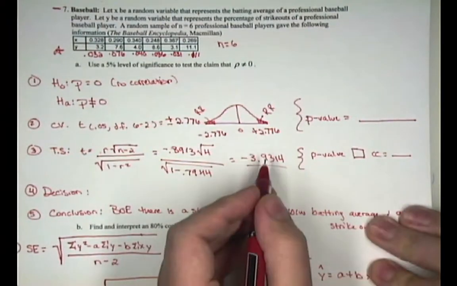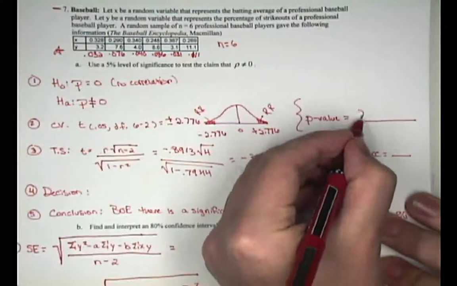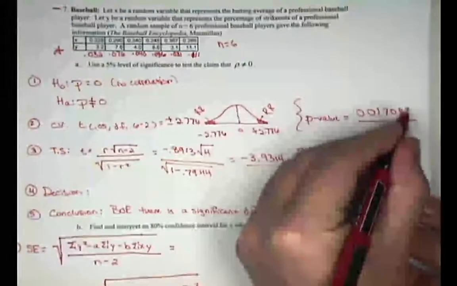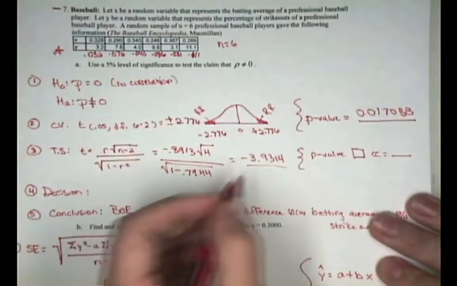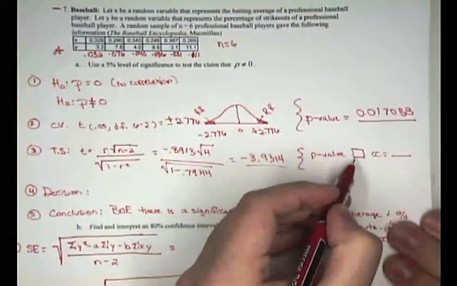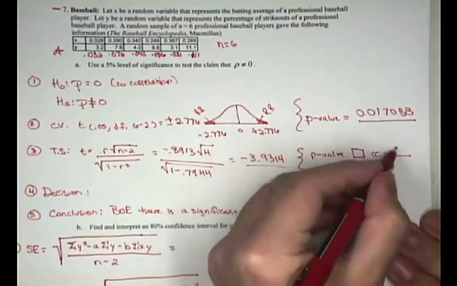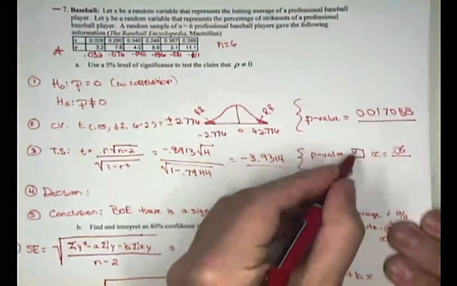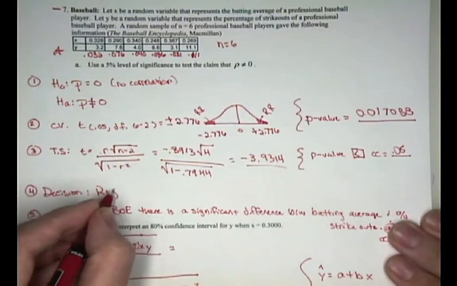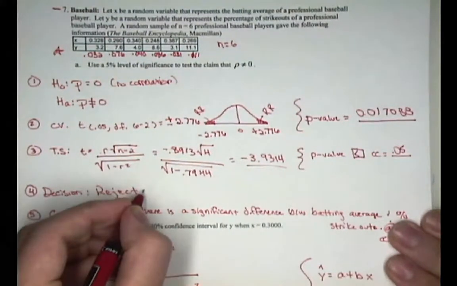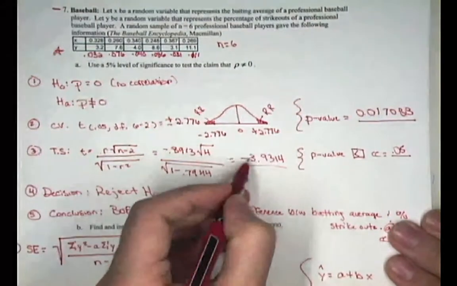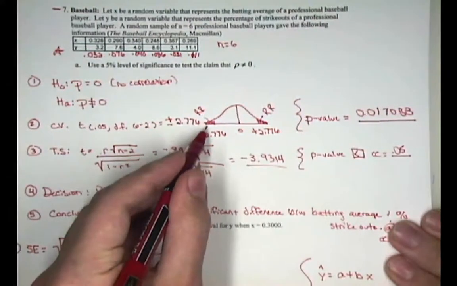I'm going to write down the p-value, because if you're doing the p-value method, that's all you need, which makes hypothesis testing go very quickly. You just have to compare it to alpha, which in our case is 0.05. This p-value is less than alpha, so we're going to reject based on the p-value. But if you're doing the critical value method, you see that this value, negative 3.9, falls in your rejection region.